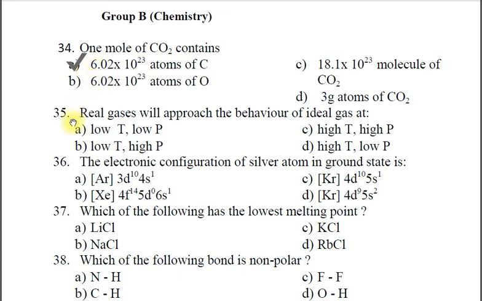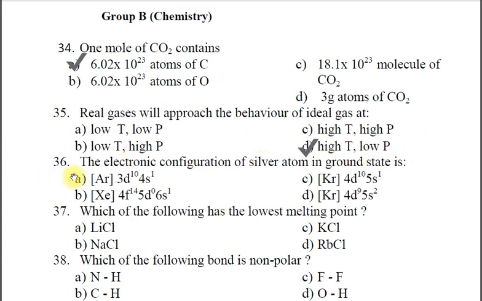Moving to the next question, real gases will approach the behavior of ideal gas at: Option A, low T, low P. T stands for temperature, P stands for pressure. Option B, low T, high P. Option C, high T, high P. Option D, high T and low P. So this is a very simple question, and the correct answer is option D, high T, low P.